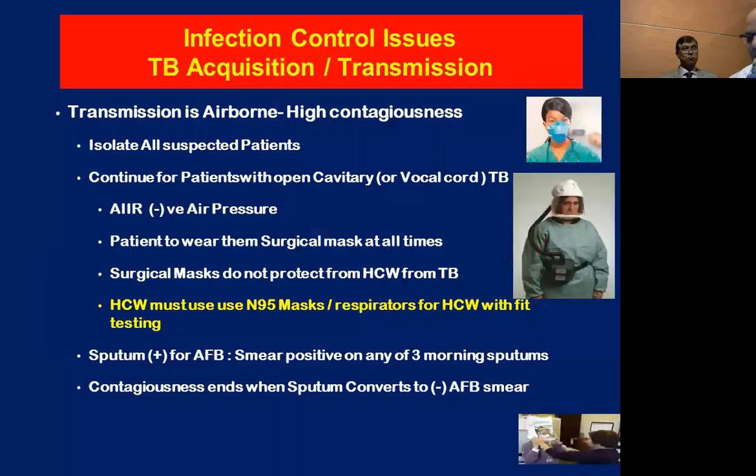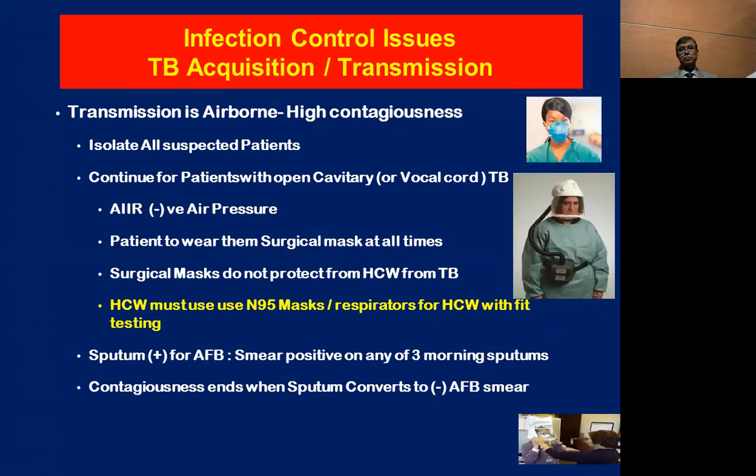To start with infection control issues, because that's what you need to know before you walk into that room with a suspected TB patient. Transmission is airborne, it's highly contagious, highly transmittable. If I cough at this end of the room, all of you will get TB infection, or at least be exposed. So we like to isolate all suspected patients. We continue with isolation for those that prove on chest x-ray to have open cavitary disease or vocal cord disease.